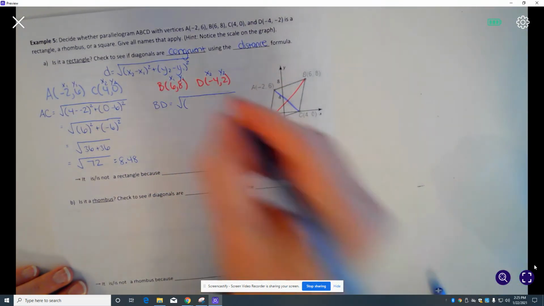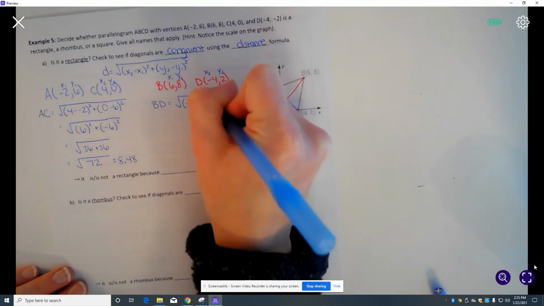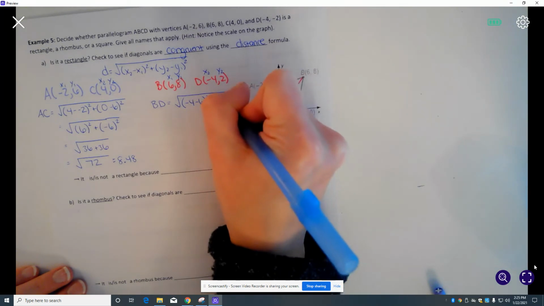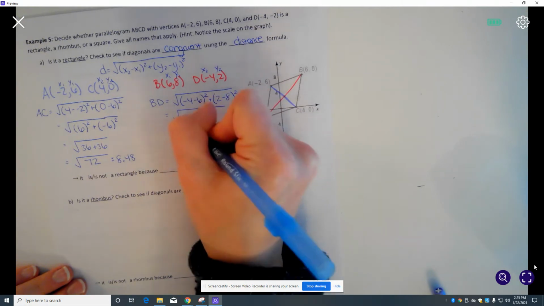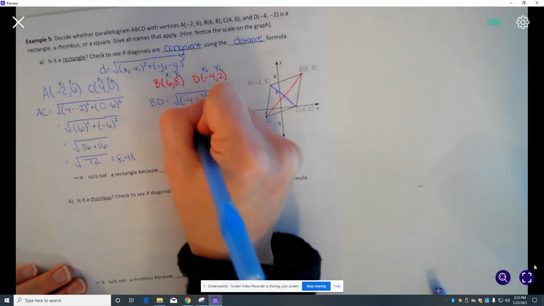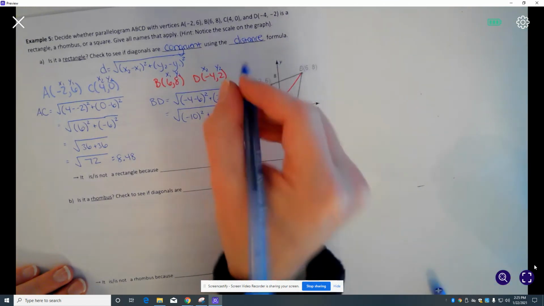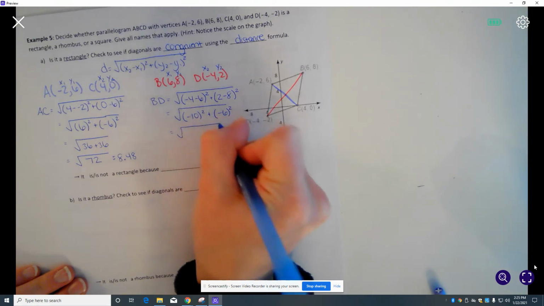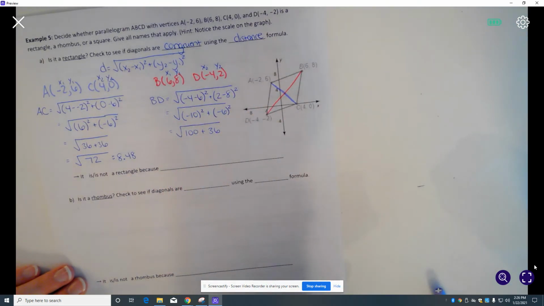x2 minus x1 squared would be -4 minus 6 squared. y2 minus y1 squared is -2 minus 8 squared. -4 minus 6 is -10. -2 minus 8 is -6. When I square these two numbers, I get 100 plus 36.